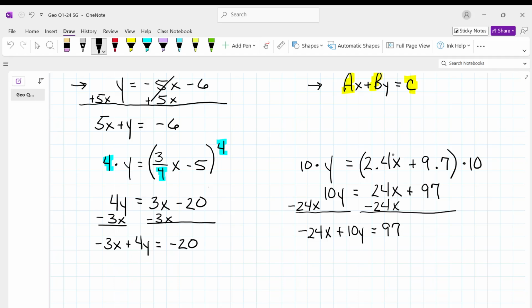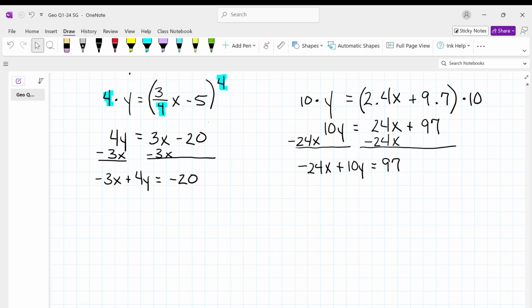You automatically times it by 10 when the most digits to the right of the decimal are 1. If for some reason, let's say you had y equals 2.24x plus 3.45. Now what would you multiply everything by?